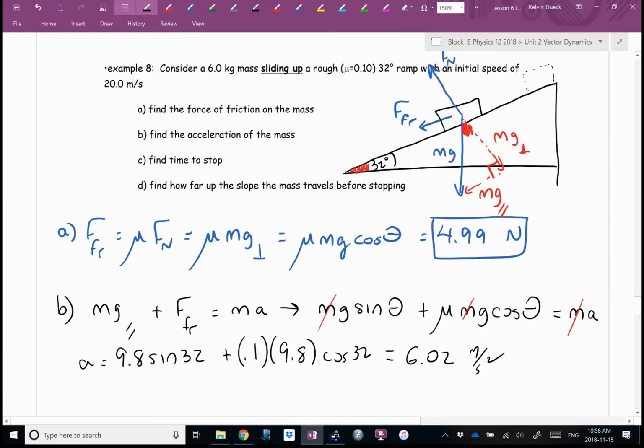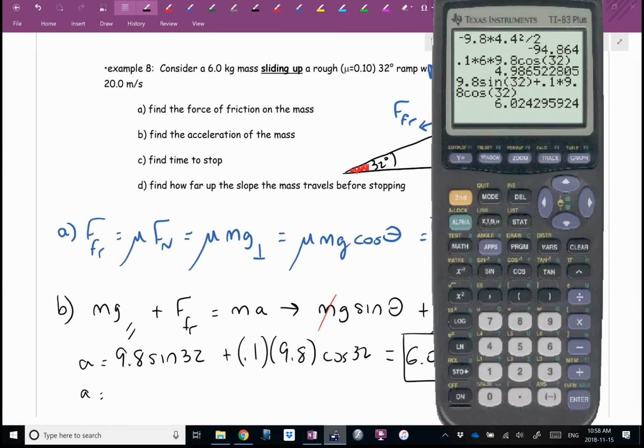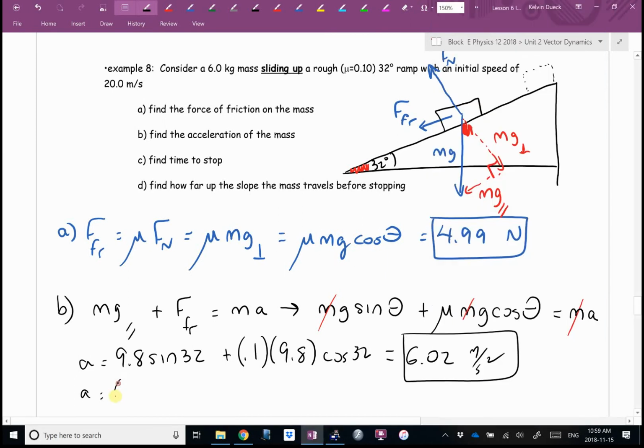So just in the margin somewhere, I would make a little note, A equals. I would put a box around this one. There's my 3 sig fig answer. But I would make a little note for further use, 6.0243 meters per second squared. That's going to be handy.